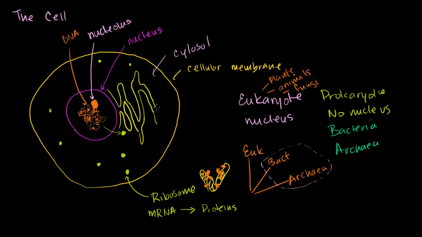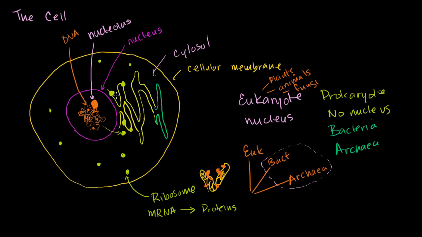So I'll do the endoplasmic reticulum in yellow, and I'll do the Golgi bodies in green, maybe, just like that. And I'll tell you in a second what they are. So this is kind of a big stack, or you can view it as a bunch of folded membranes together. And some ribosomes are actually attached to this part, which I call the endoplasmic reticulum. So we have ribosomes attached. Some of them are free, some of them are attached.